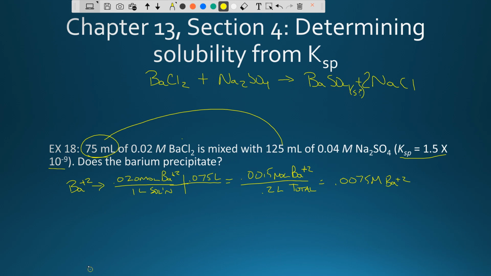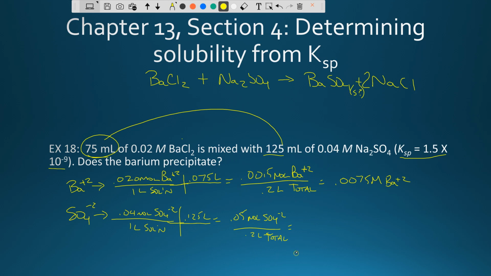Now let's analyze the sulfate component. And remember, that's a -2 charge. Again, same game, I have 0.04 moles of sulfate per liter of solution. But I don't have a full liter, I have 125 milliliters. That's 0.125 liters. So in just that scenario, I end up with 0.005 moles of sulfate. So if I combine the two in there, I end up with 0.2 liters total.